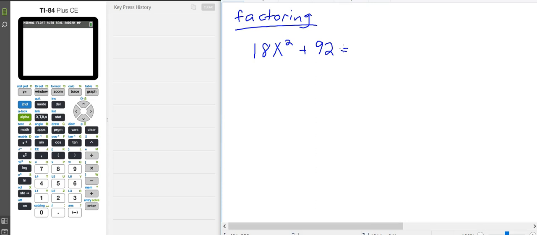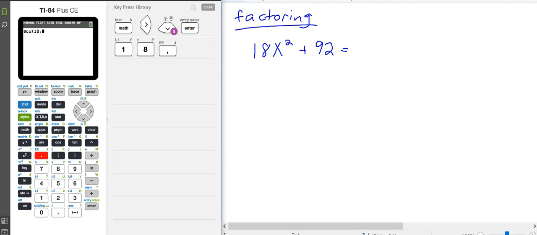If you click on the math, now we're in the math menu. Go right arrow once, now we're by num. If you scroll down to 9, it says GCD. Press enter. Now we're going to type in our two numbers. We have 18, we're going to type a comma, and we have 92. Close parentheses and enter. That tells us that the greatest common factor of 18 and 92 is 2.